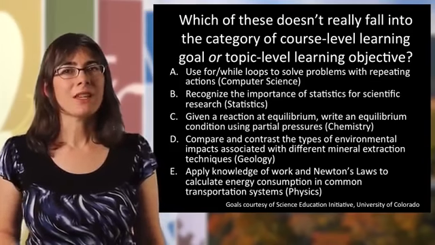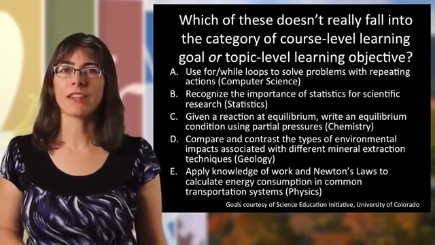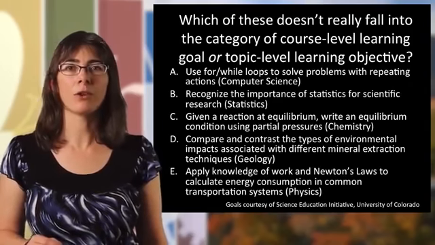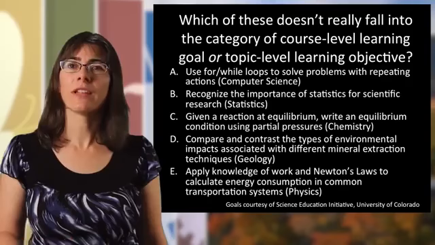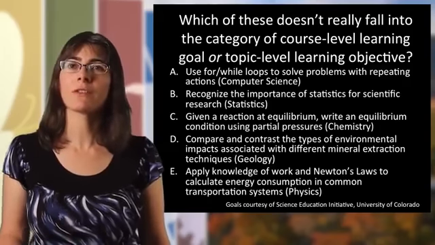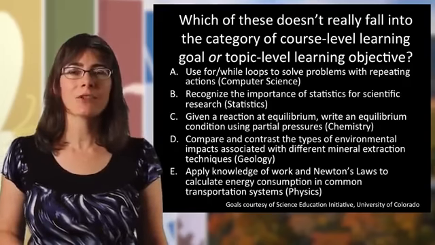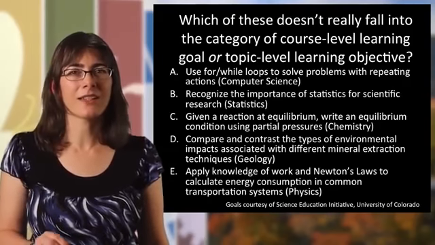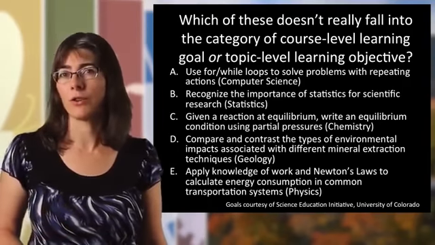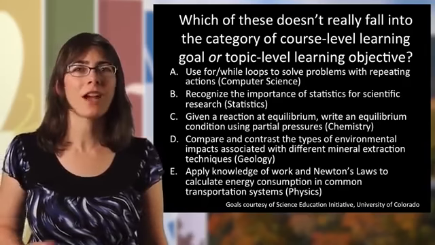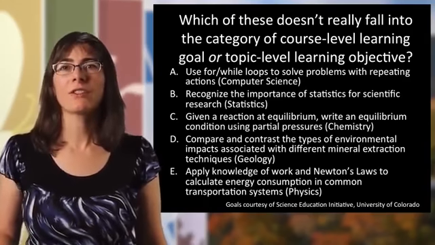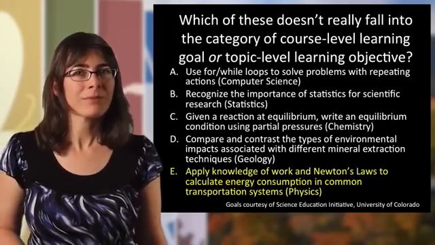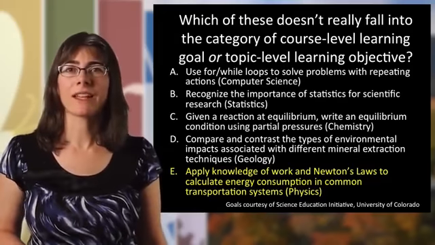But what about E? Apply knowledge of work in Newton's laws to calculate energy consumption. That's a pretty big goal. If that was where the goal ended, I would say that's probably a good course level goal. But then it says in common transportation systems. So it's got this really specific context for that broad goal. It's this weird hybrid of a topic level and a course level goal. So to me, E is the sort of fuzzy one that doesn't really fit into either category. You could argue with me on that, but that's my thinking on it.